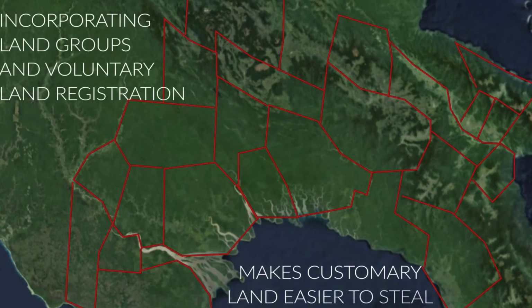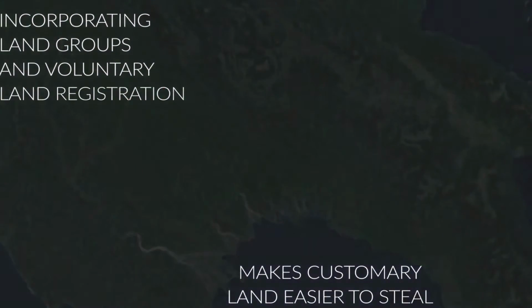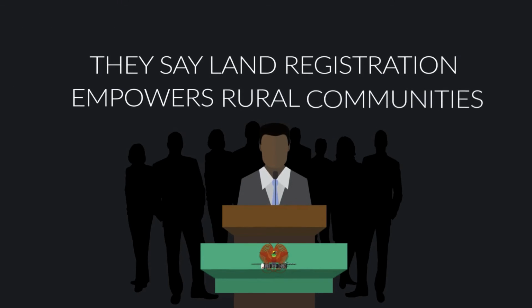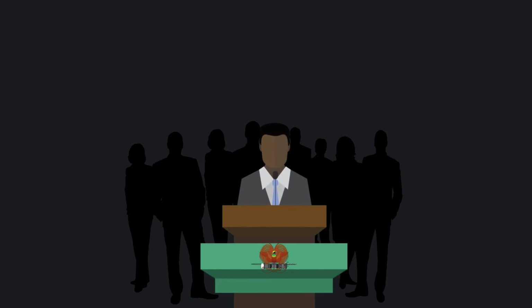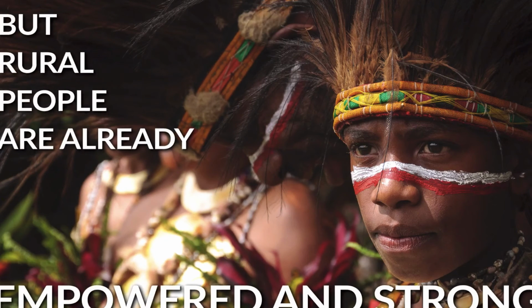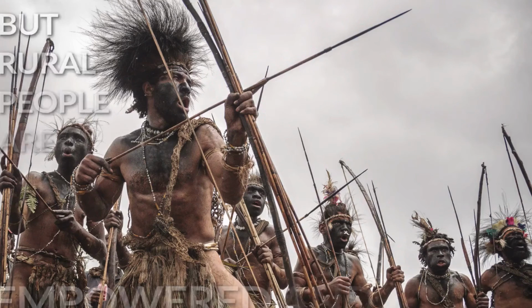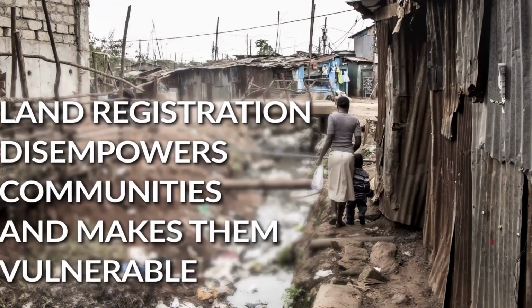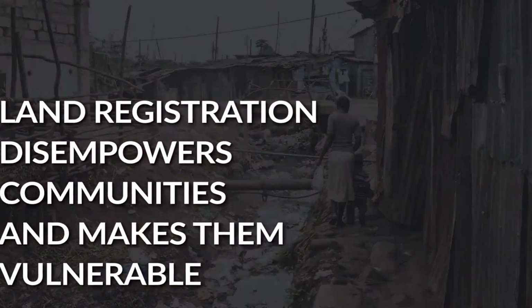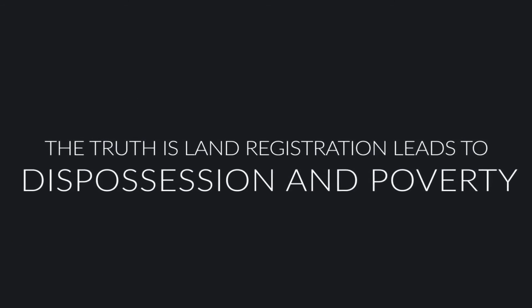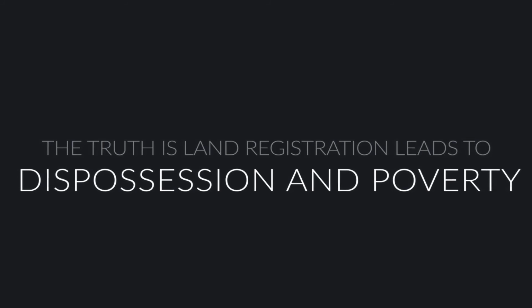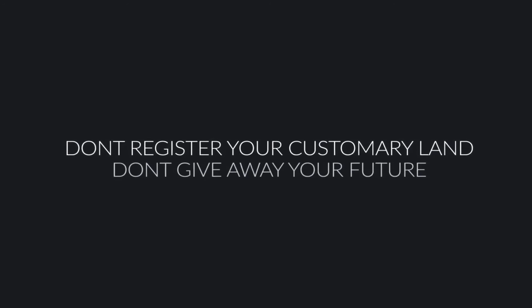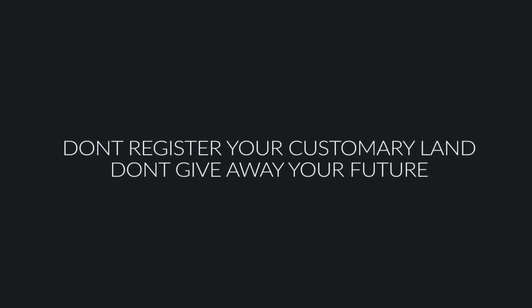Incorporating land groups and voluntary land registration makes customary land easier to steal. They say land registration empowers rural communities, but rural people are already empowered and strong. Land registration disempowers communities and makes them vulnerable. The truth is, land registration leads to dispossession and poverty. Don't register your customary land. Don't give away your future.